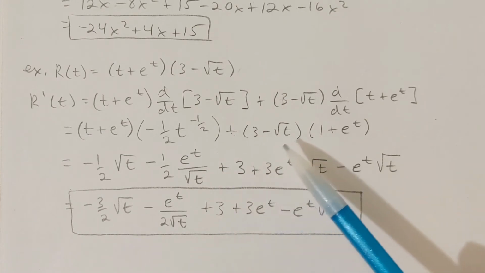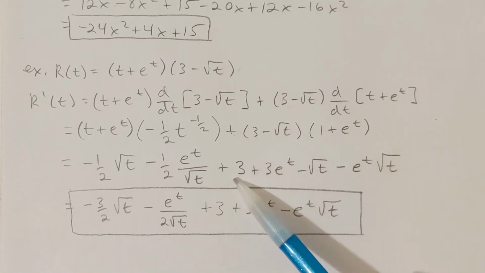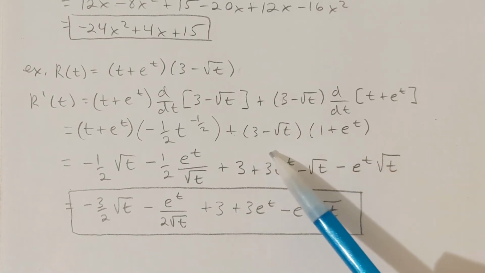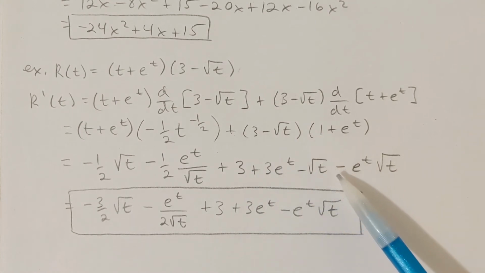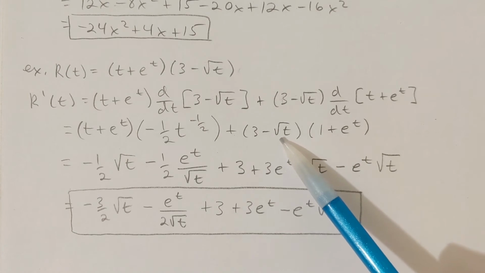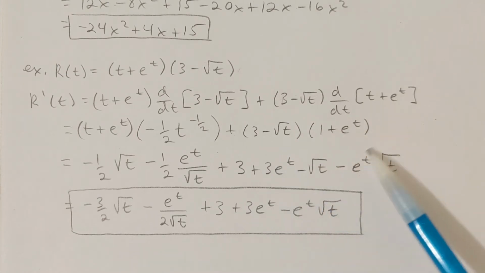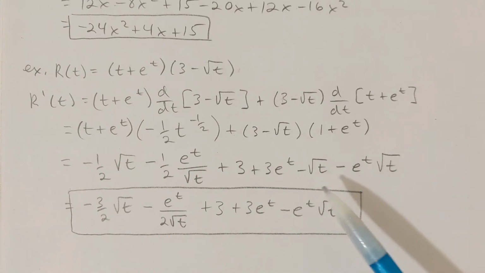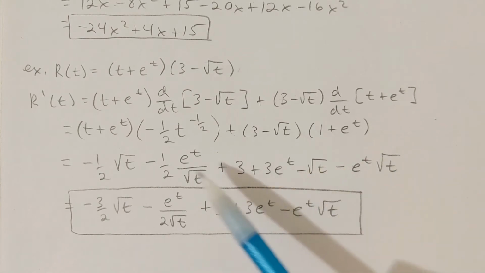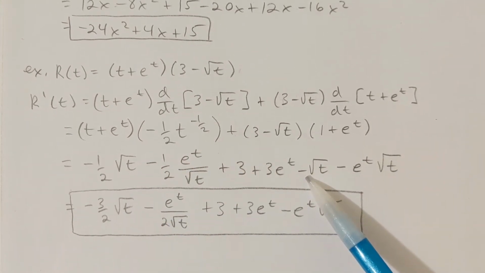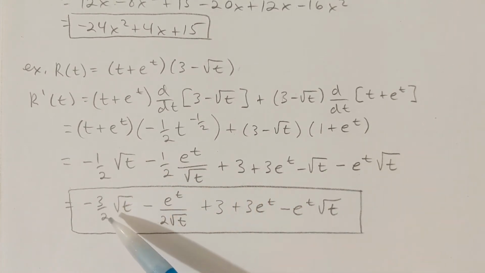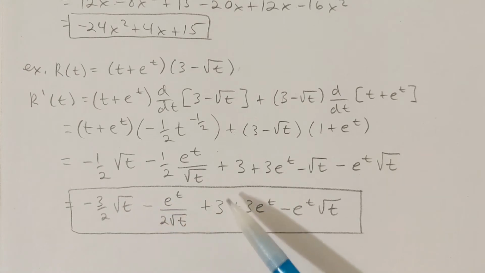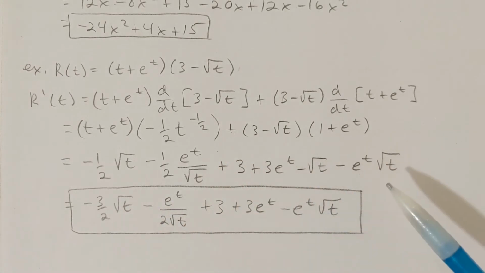And when I FOIL this part out, 3 times 1 is 3. The outer terms would be 3e to the t, and then minus root t in the middle, and then minus e to the t times root t at the end. Now I guess this term and this term are like terms. That's my only like terms, so I'll go ahead and combine those two together to get negative 3 halves times the square root of t. Everything else would stay just as you see it there. Okay, so go ahead and circle, that'd be the answer.